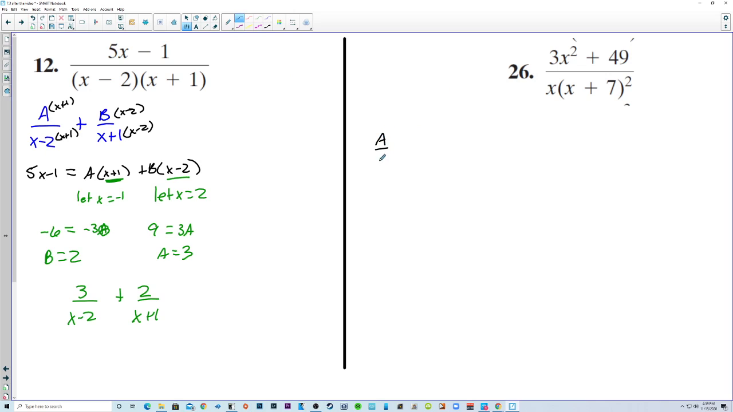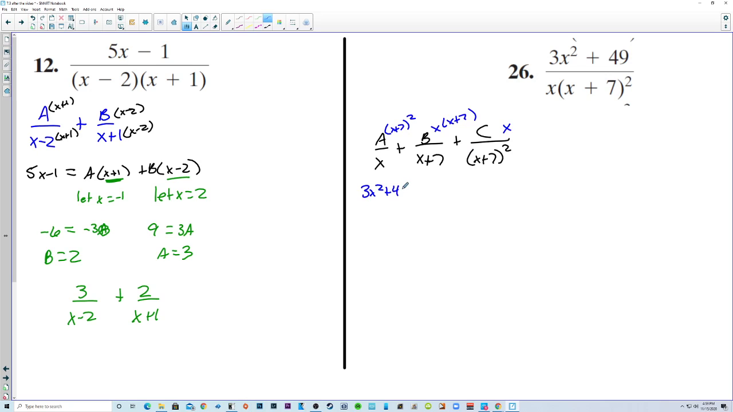On 26, we have A over x plus B over x plus 7 plus C over x plus 7 squared. And we're going to get common denominator on this, of course. We need x plus 7 squared. We need an x and an x plus 7. And this one needs an x.